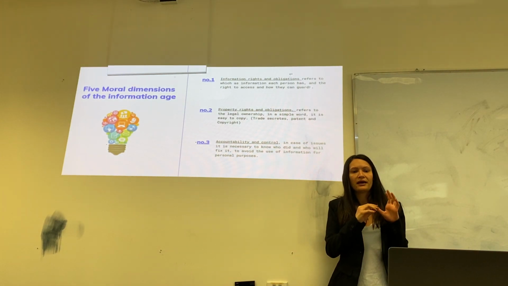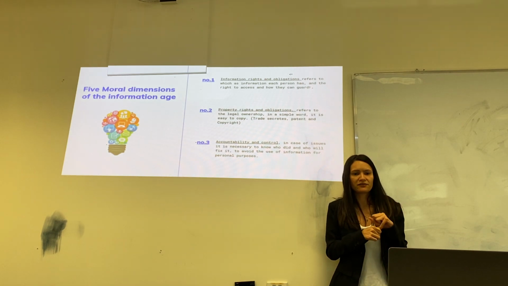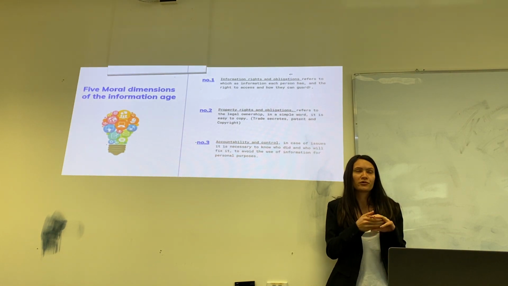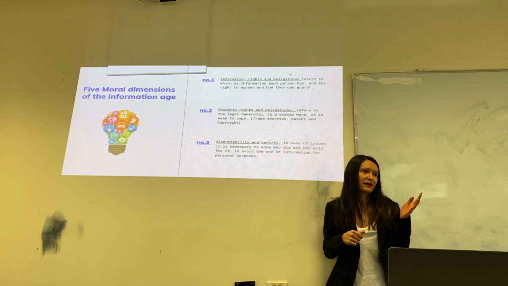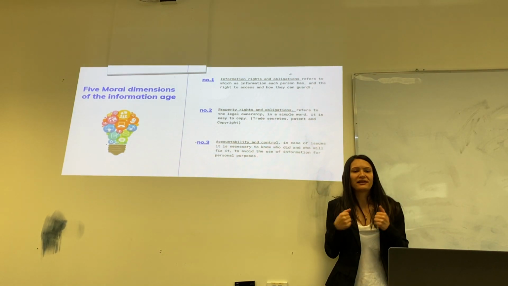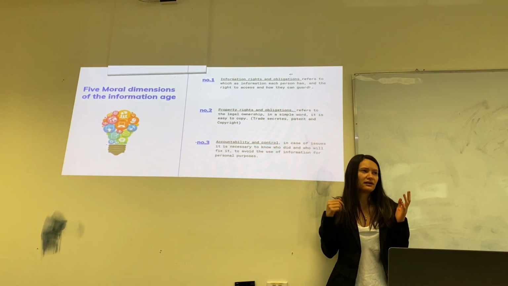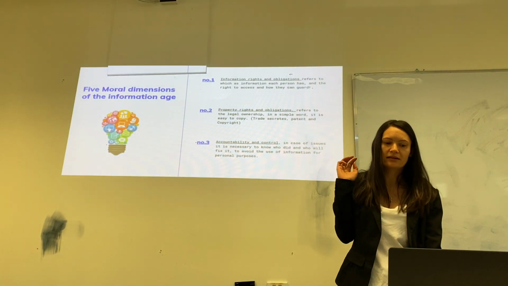And property rights and obligations refer to legal ownership. In simple words, it is easy to copy nowadays, and they have three things to protect it. Trade secret, this is when something like a recipe, like my grandma's recipe, or a chemical formula or things like that. The patent is like Coke, I think, and the patent is for a limited time. And the copyright is for creative creations like songs, films, and things like that.